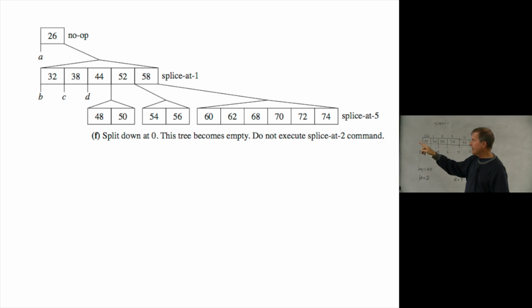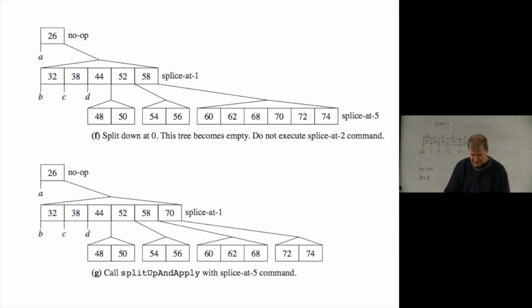70. So what's going to happen? The 70 is going to go up and be spliced at what? 5. Spliced at 5 on the way up. The 70 is going to be to the right of 58, and there will be 2 children, the 60, 62, and 68 on one side, and the 72 and the 74 on the other. Is this good? Right?